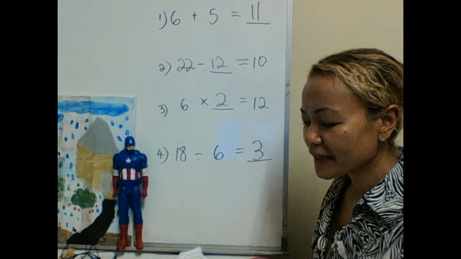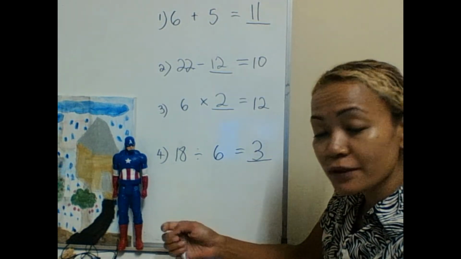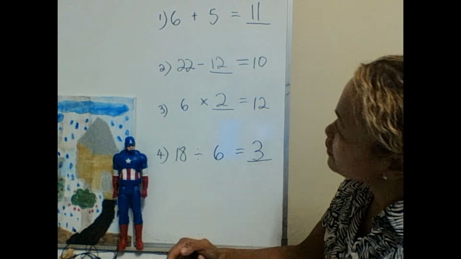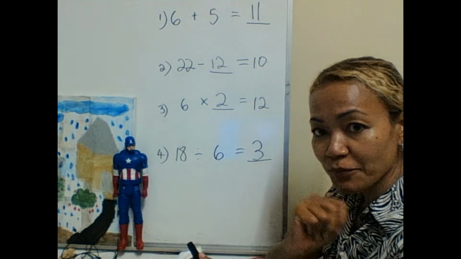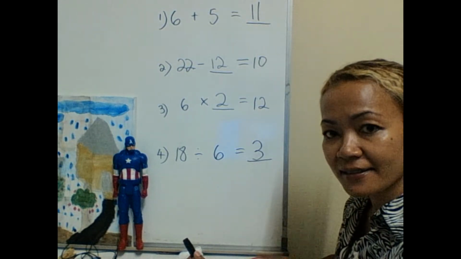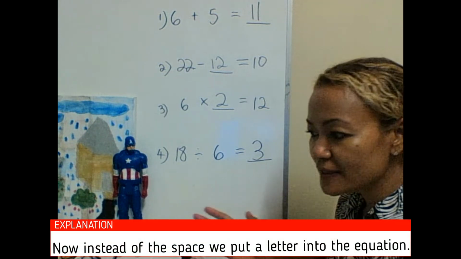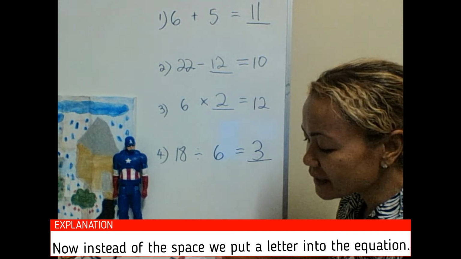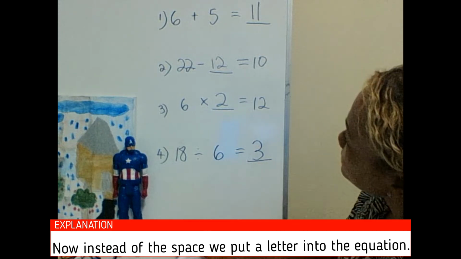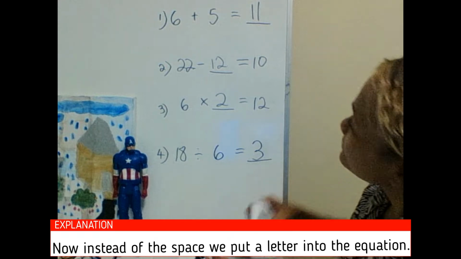Now, if we then imagine that instead of the space, we put a letter to represent the number that we don't know. So that instead of getting the space from your teacher, now we put a letter. And we'll start with the letter that we use in algebra most frequently, especially when you start doing algebra, and that's X. It's that number we don't know, X.